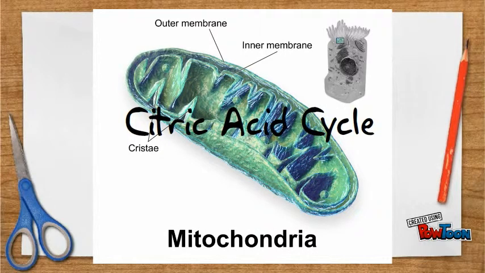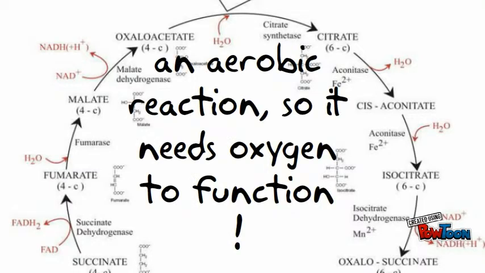The citric acid cycle occurs in the mitochondria. This is an aerobic reaction, so it needs oxygen to function. Because glycolysis produces 2 molecules of pyruvate, this cycle must run 2 times.